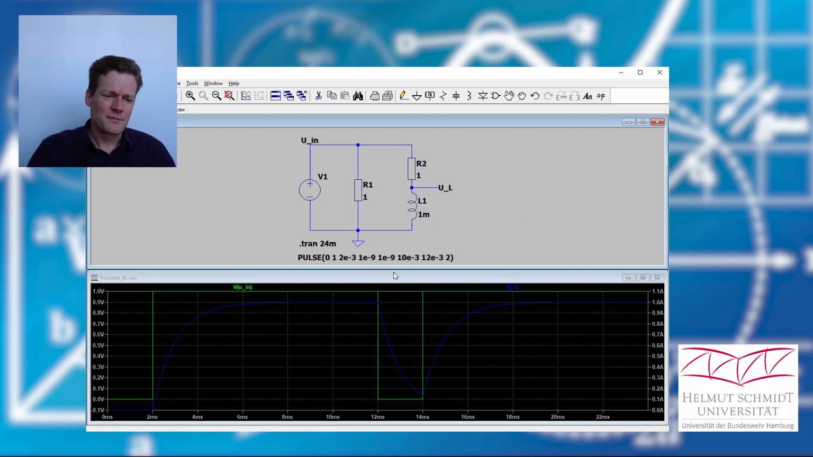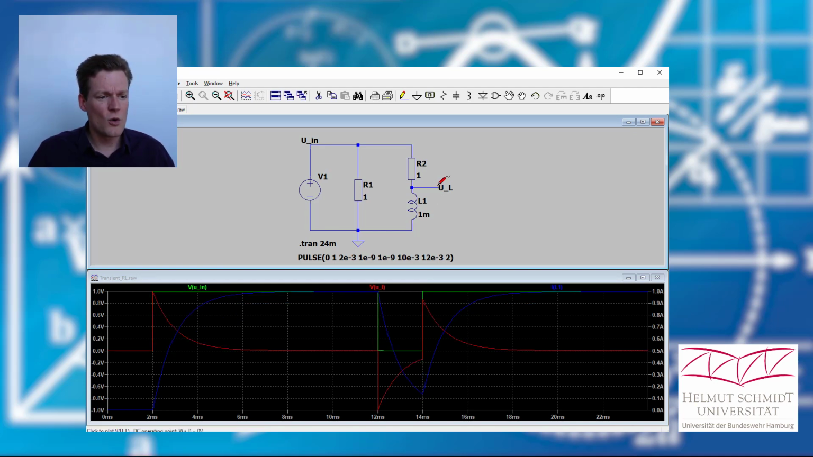Okay, and a last thing, I want to display the voltage drop at the inductor. Let's have a look. Holy crap, what happens here? The voltage is 0 in the beginning, then it rapidly increases to 1 volt and decreases slowly, and then when we switch off our source, the voltage at the inductor is even negative, and the absolute value decreases then.